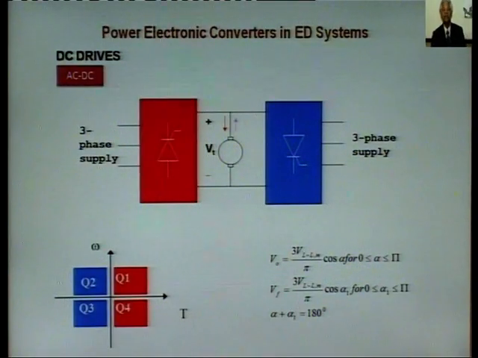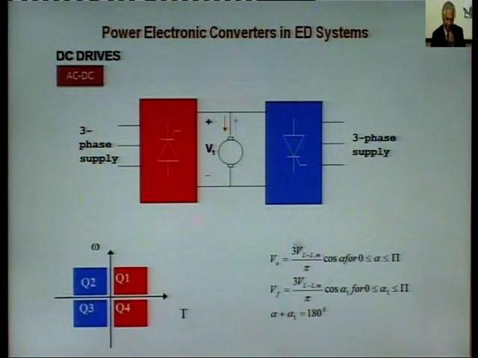Then power electronic converters in ED systems. The diagram is like this. You have a 3-phase supply. This diagram is meant for a thyristor drive, and this is also a thyristor drive, but which is actually converting it into AC. This is a thyristor rectifier, and this is an inverter. So, DC drives are AC to DC. The 3-phase supply is there, which is rectified, further it is controlled and the motor is controlled with it, and then finally it is inverted. So, 3-phase AC supply is also available here.